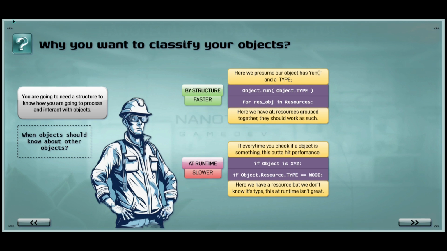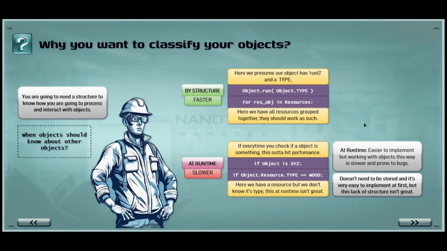There are some advantages to both methods. At runtime, it's much easier to implement. You basically keep checking, creating structures with your conditions to build some sort of classification for your objects. The advantage is that it doesn't need to be stored and it's very easy to implement at first. But the lack of structure isn't great because it's eventually going to slow your performance a little. And whenever you want to expand your code, you're going to find lots of areas that have custom code made for them, and the project does not have a structure.